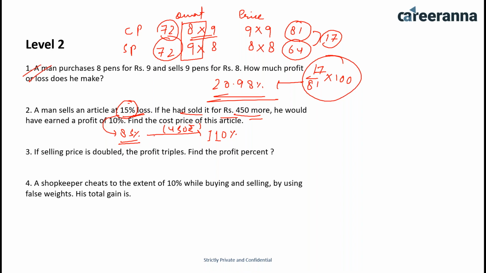Now in percentage, if I see the difference, it is 25%, and in rupees it is 450. So as per the question, 450 is 25% of a number. What will be that number? So 450 multiplied by 4, it is 1800. So the answer for this question is 1800. I think, is it clear? Okay, next question we'll solve. If selling price is doubled, the profit triples, find the profit percentage. Please be very quick.